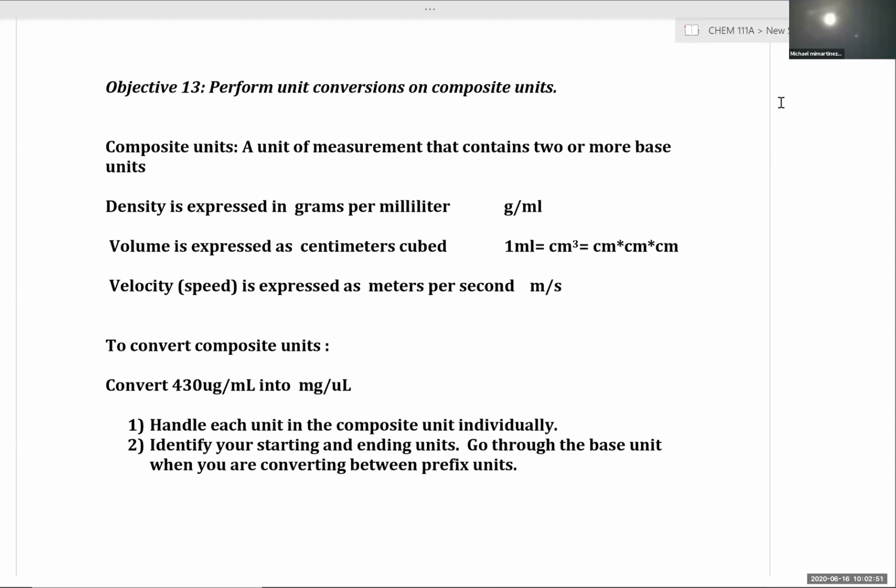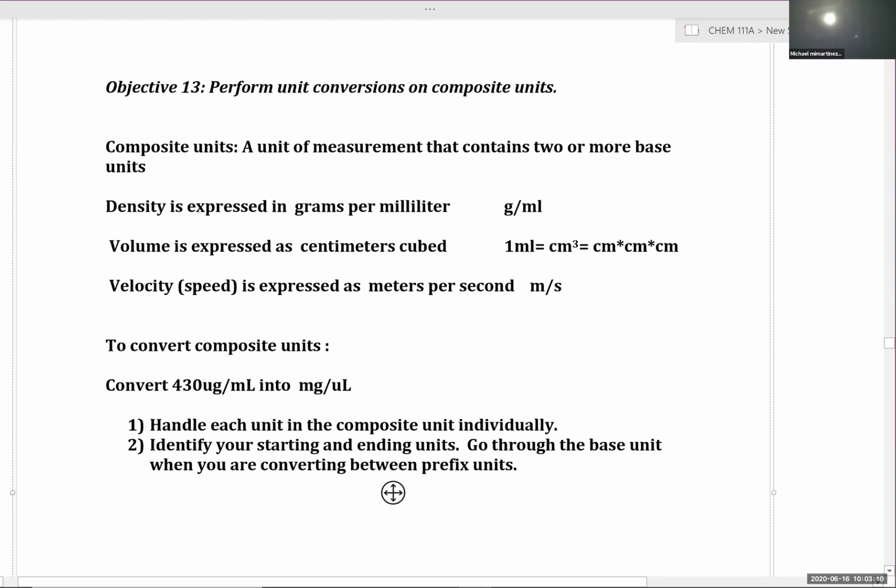Okay, so we last left off on unit conversions of relatively simple unit sets. In this next section, we're going to focus on performing unit conversions on what are known as composite units.